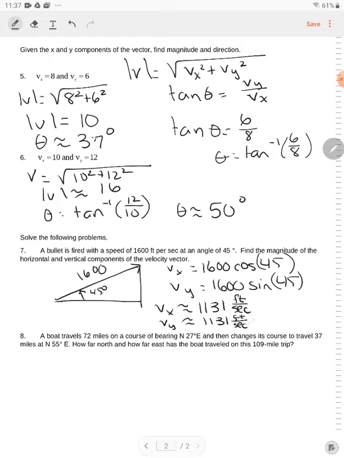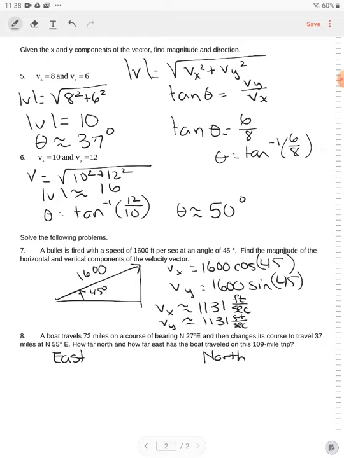Now, for our last example, we have a boat that travels 72 miles on a course of a bearing of north 27 east, and then changes course to travel 37 miles at 55 degrees east. How far north and how far east has the boat traveled? Now, we're going to approach this a little bit differently. East is in the x direction, and north is in the y direction. North and south are in the y direction, east and west are in the x direction.